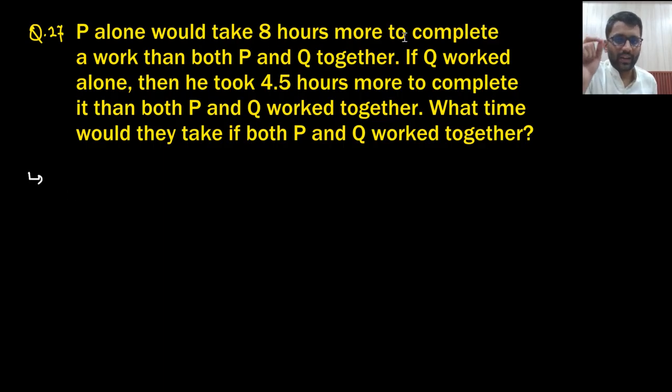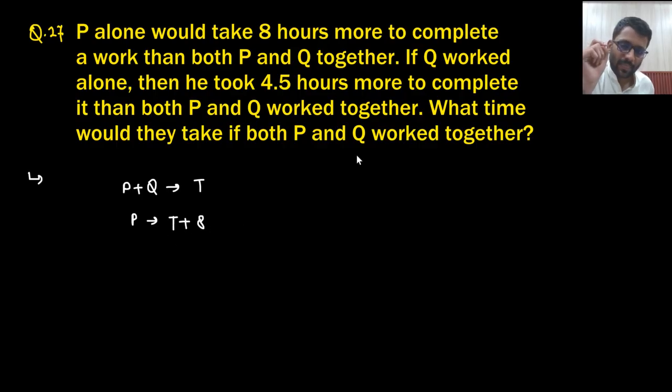P alone would take 8 hours more to complete a work than P and Q together. So if P and Q together were working in T time, then P would take T plus 8. And if Q worked alone, he would take 4.5 more hours to complete the work than both P and Q combined. What time would it take if both P and Q work together, this they are asking. So what would be equal to T?